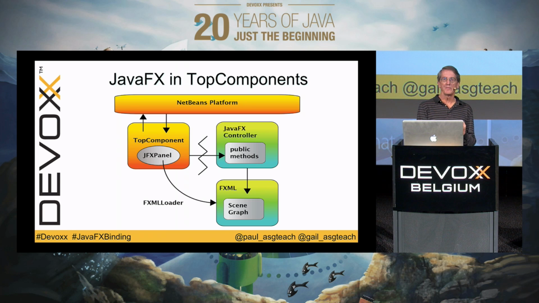Specifically, the top component will instantiate the JFX panel and invoke the FXML loader. Then the FXML loader will read in the FXML, build the JavaFX scene graph, and instantiate the JavaFX controller class. Then the top component will invoke controller public methods to manipulate the scene graph. The squiggly line that we have in between the top component and the JavaFX controller represents the fact that you must do that on the JavaFX application thread. That way, the controller code does not directly invoke any methods in the top component. We found that this is a really nice way to integrate JavaFX into NetBeans platform applications and to make everything work correctly. So let's go back to the program again.